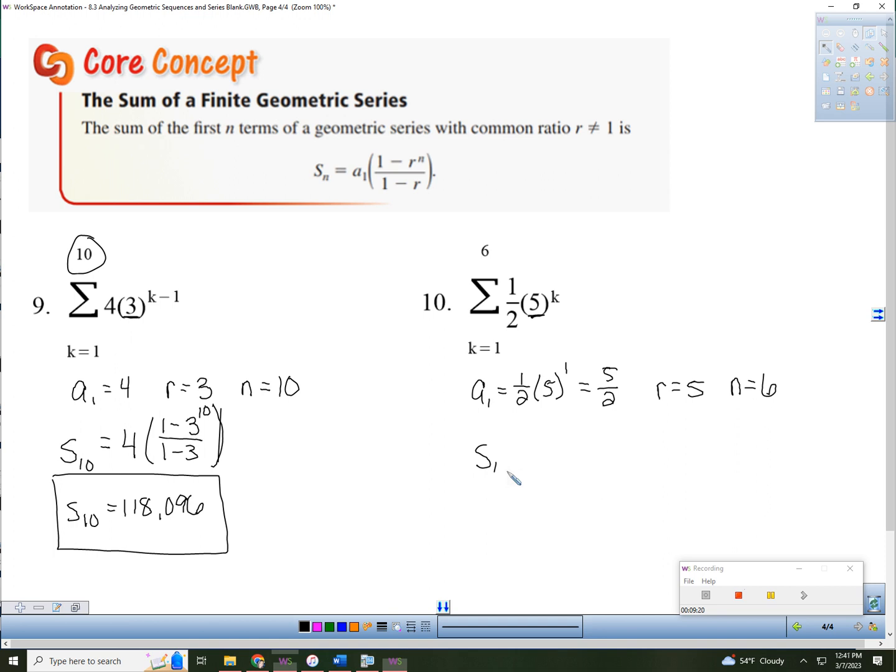So the sum of the first 6 terms is equal to the first term times 1 minus the ratio raised to the n over 1 minus the ratio. So the sum of the first 6 terms is 9,765.